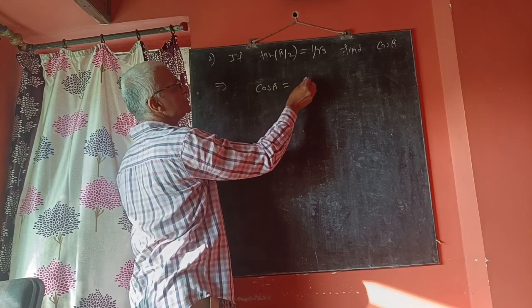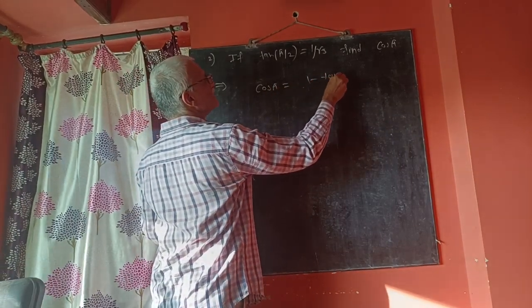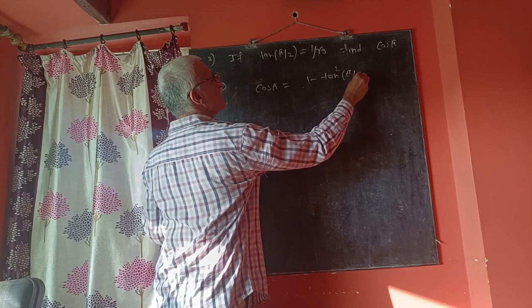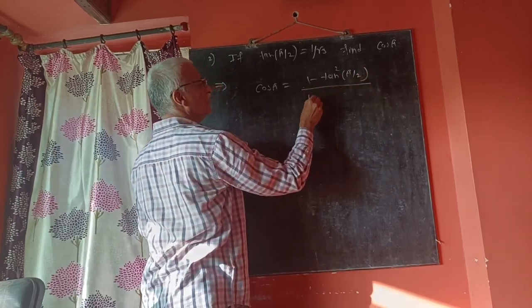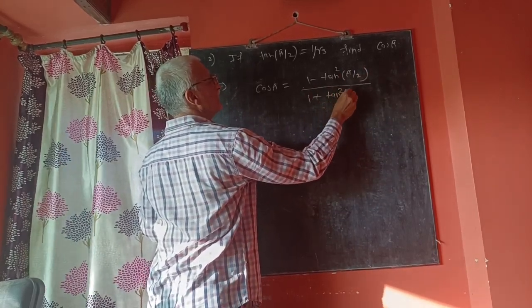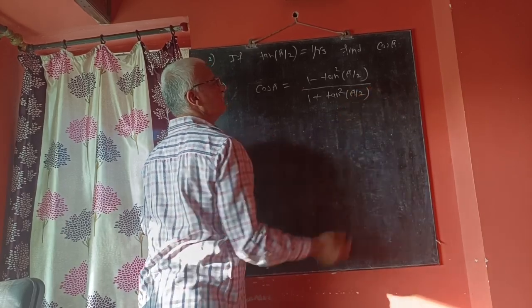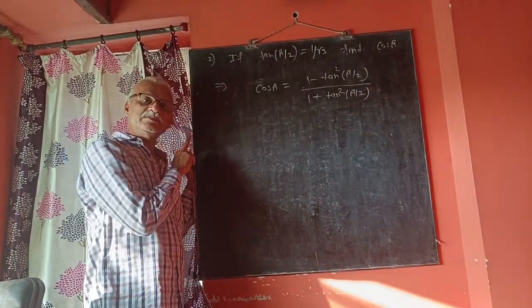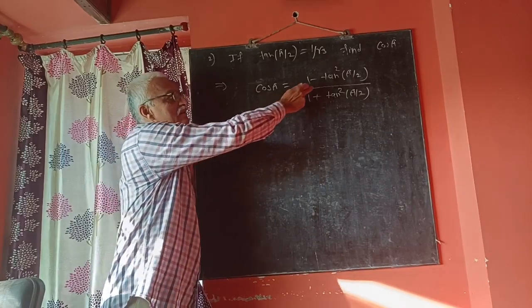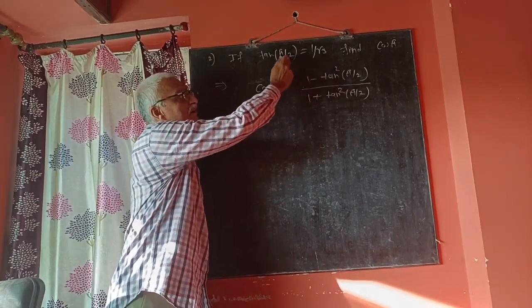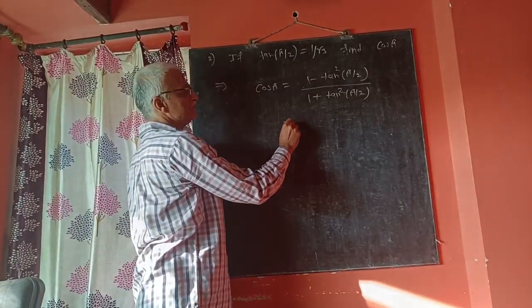cos A is equal to (1 minus tan square A by 2) divided by (1 plus tan square A by 2). Why have we applied this formula? Because in this case tan terms are there and the value of tan is given. Let us substitute the values.